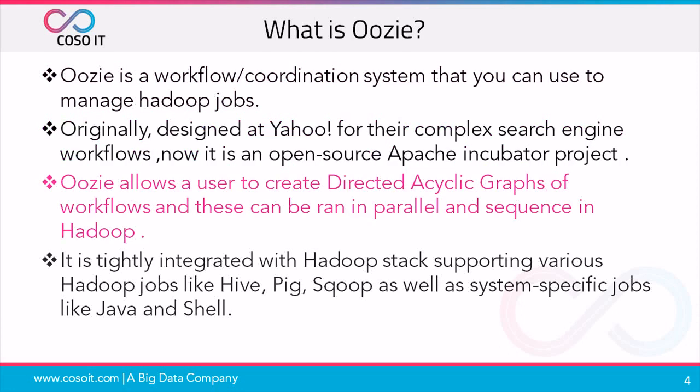OOZIE also allows a user to create directed acyclic graphs of workflows, and these can be run in parallel and sequenced in Hadoop. So a workflow in OOZIE is defined in what is called a DAG or directed acyclic graph. Acyclic means that there are no loops in the graph, or there is a starting point and ending point to the graph. A directed acyclic graph is made up of action nodes and the dependency nodes.